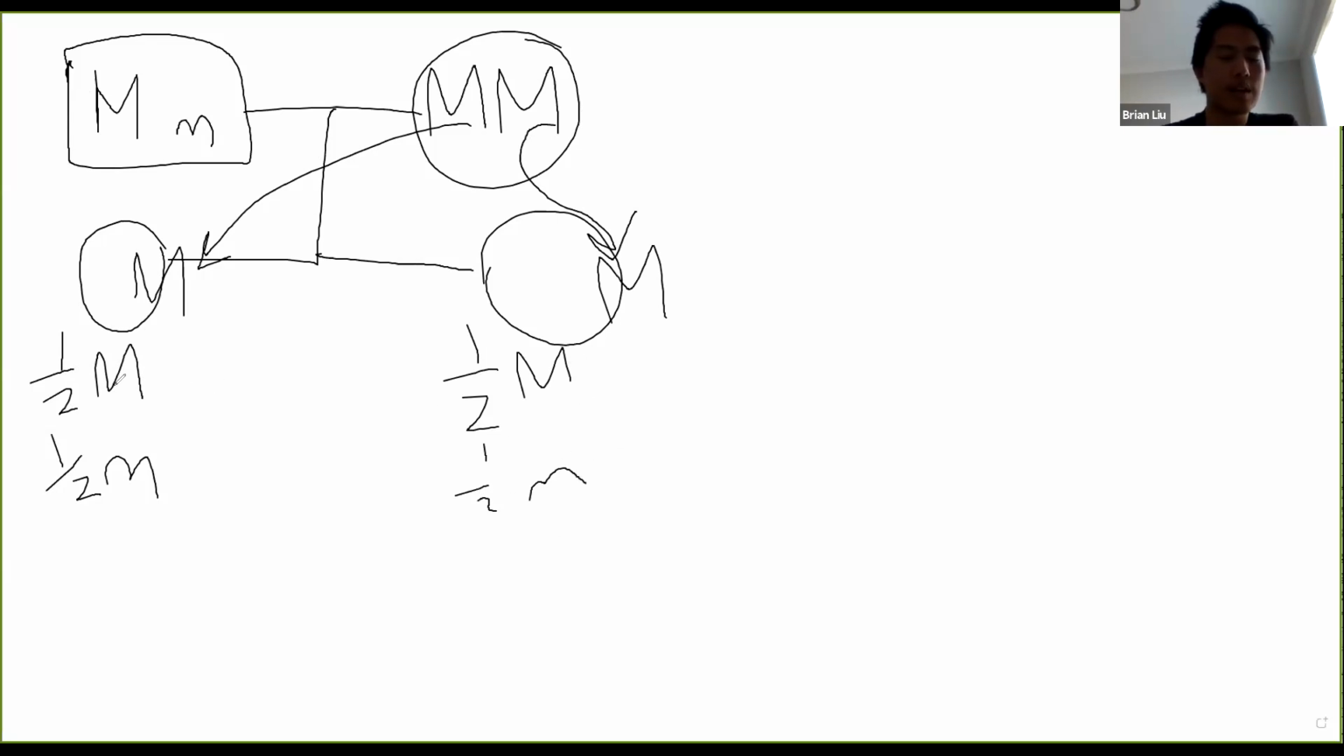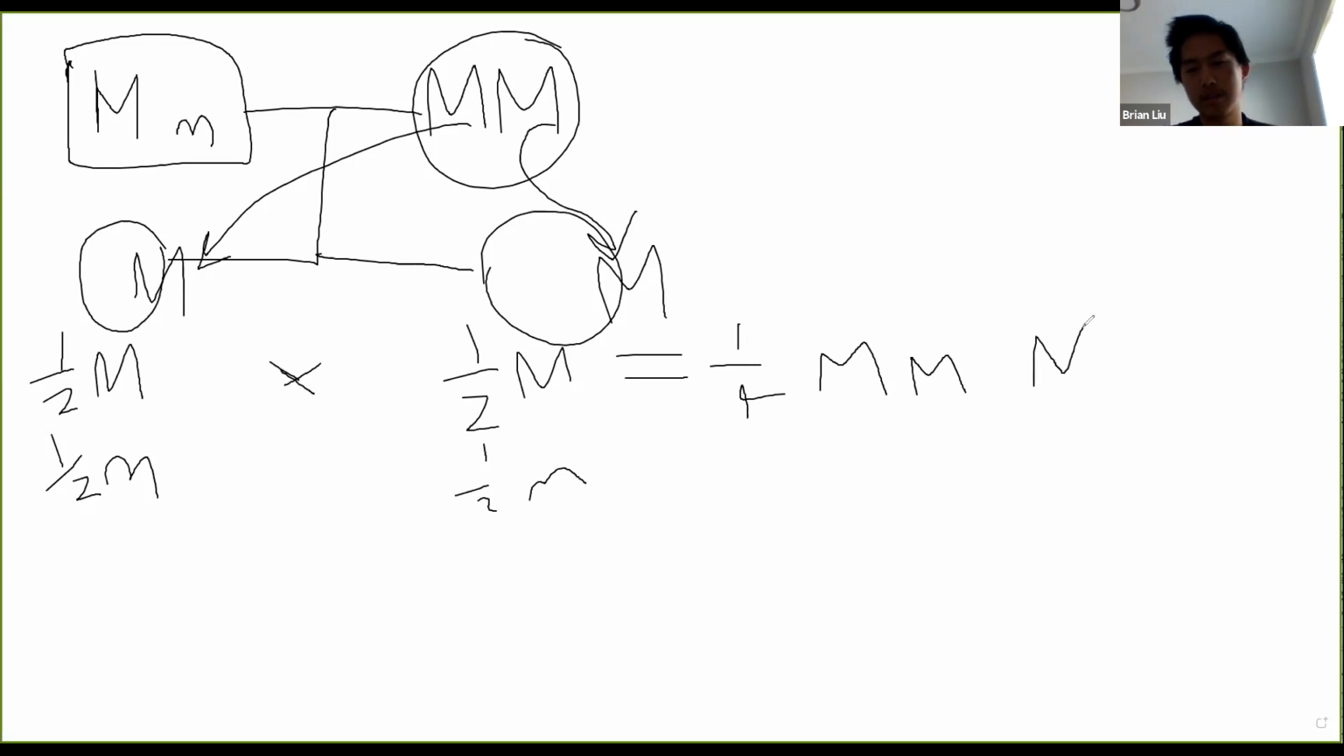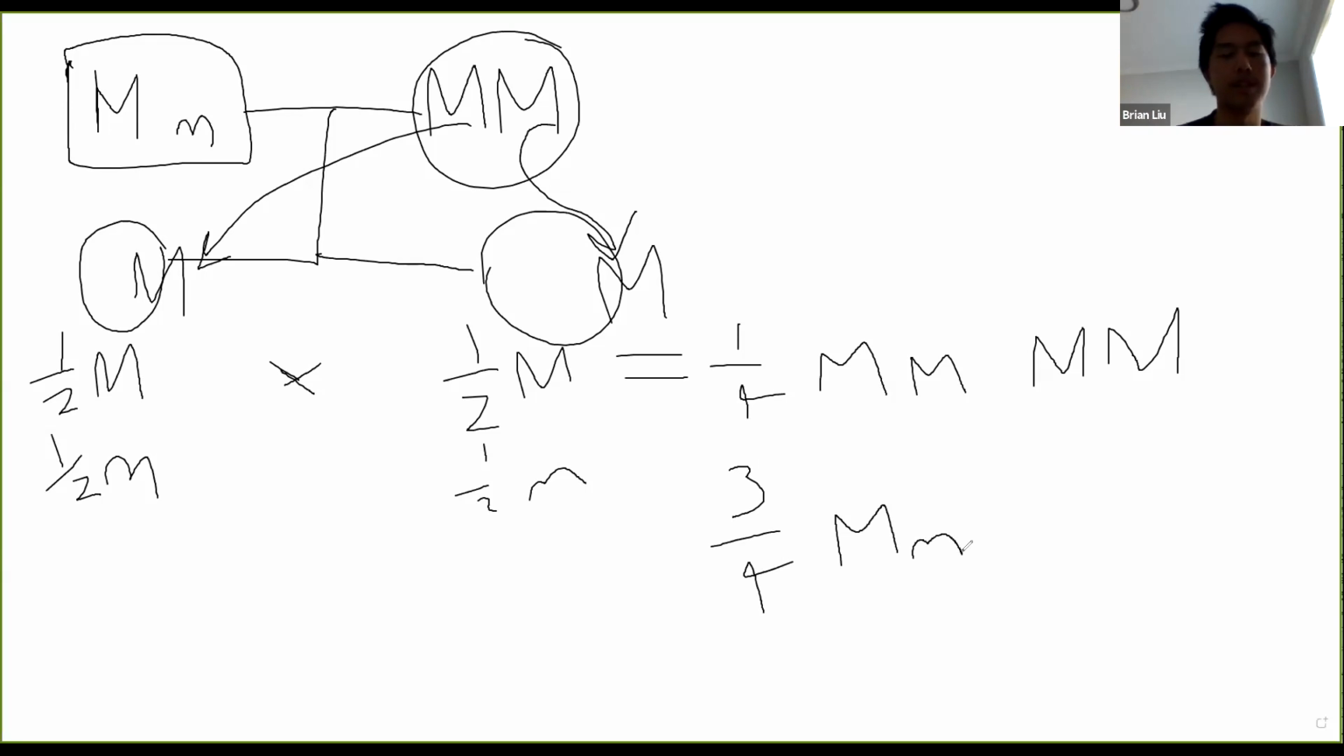Okay, so 1/2 chance of big M in this child and 1/2 chance of big M in this child. And so there's a 1/2 times 1/2 equals 1/4 chance that they'll both be big M's. So big M for this child right here, and big M for this child right here. Out of the total probability, which is 1, taking away this 1/4 chance that both children are big M, there's a 3/4 chance that we have some big M, little m in one of the children.